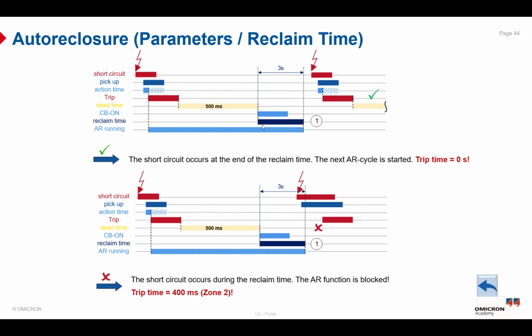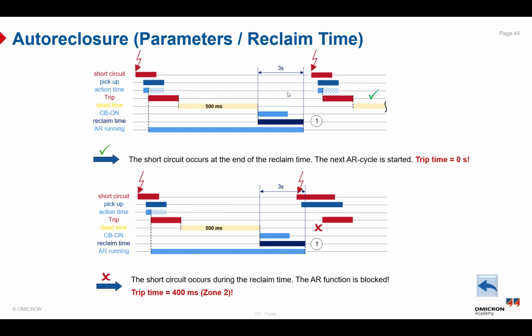In the first graph here, as you can see, a short circuit happens and the protection relay picks up, then the circuit breaker is tripped during the action time, and then we wait for the dead time equal to 500 milliseconds. The circuit breaker recloses at the first shot, and this initiates the reclaim time to assess the auto-reclosure, whether it is successful or unsuccessful. If any fault happens during this reclaim time, the auto-reclosure will be blocked and it will be considered an unsuccessful auto-reclosure shot.